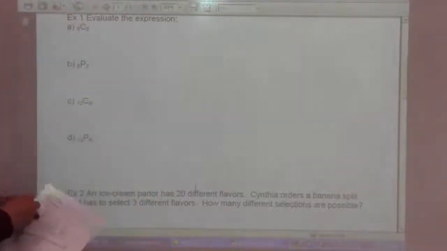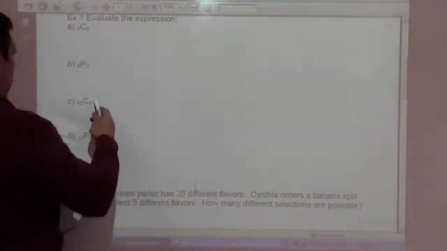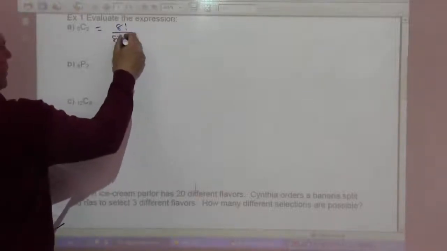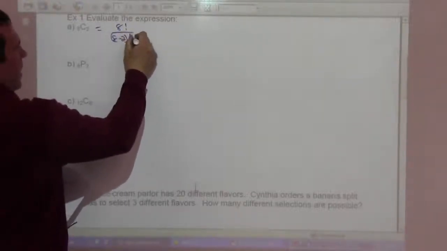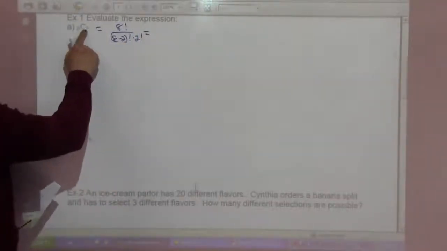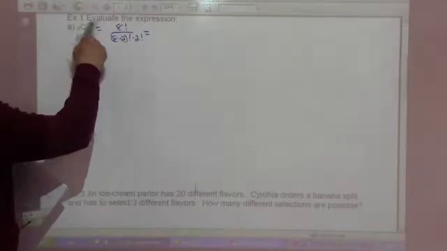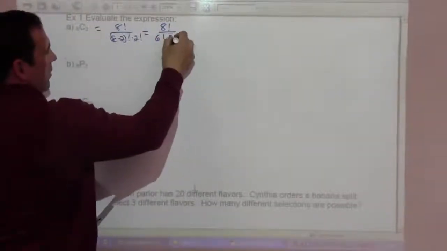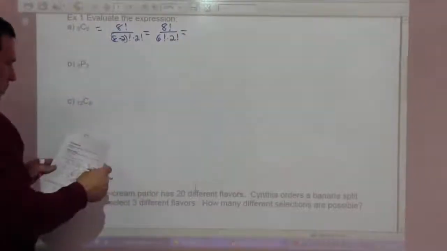Okay, evaluate the expression 8 choose 2. That's going to be 8 factorial over 8 minus 2 factorial times 2 factorial. So 8 choose, we'll call this choose, 8 choose 2 with a C. So it's going to be 8 factorial over 6 factorial times 2 factorial.